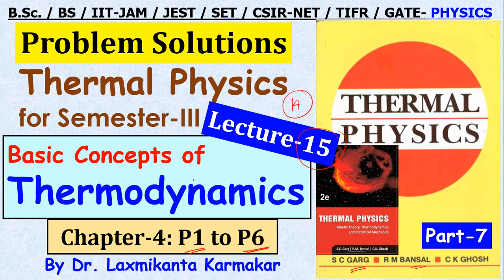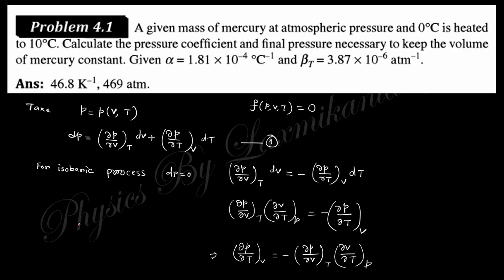So let's start with problem number 1, which says that a given mass of mercury at atmospheric pressure and 0 degree is heated to 10 degree. So the temperature increased from 0 degree to 10 degree at atmospheric pressure. Calculate the pressure coefficient and the final pressure necessary to keep the volume constant. So here the volume is constant. You need to find out the pressure coefficient and final pressure, where alpha and beta are given here.